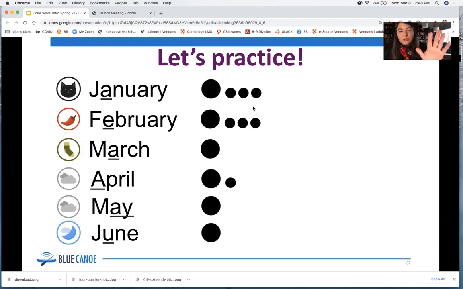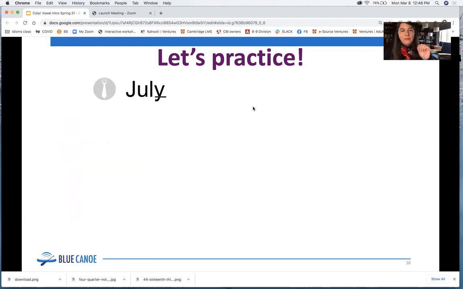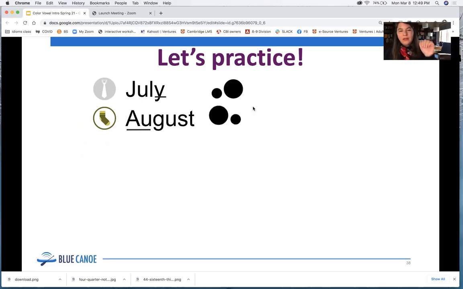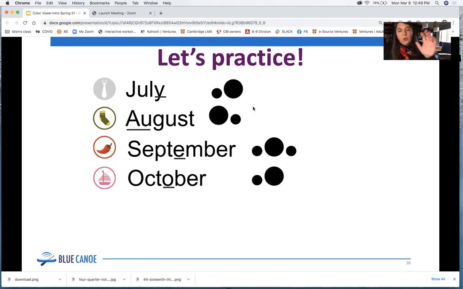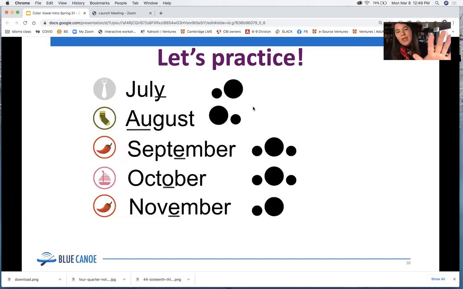Blue moon, June. Good. White tie, July. Get that right? July. Watch. July. Good. Olive sock, August. Red pepper, September. Rose boat, October. Good. Red pepper, November.